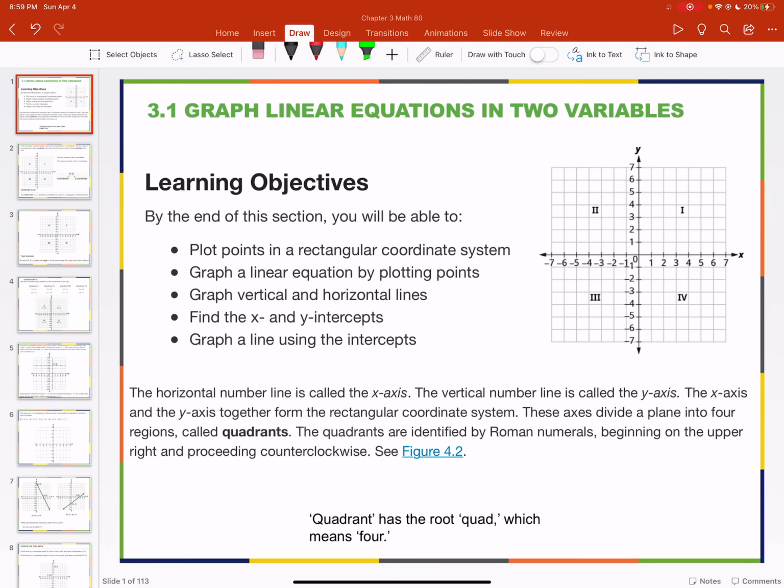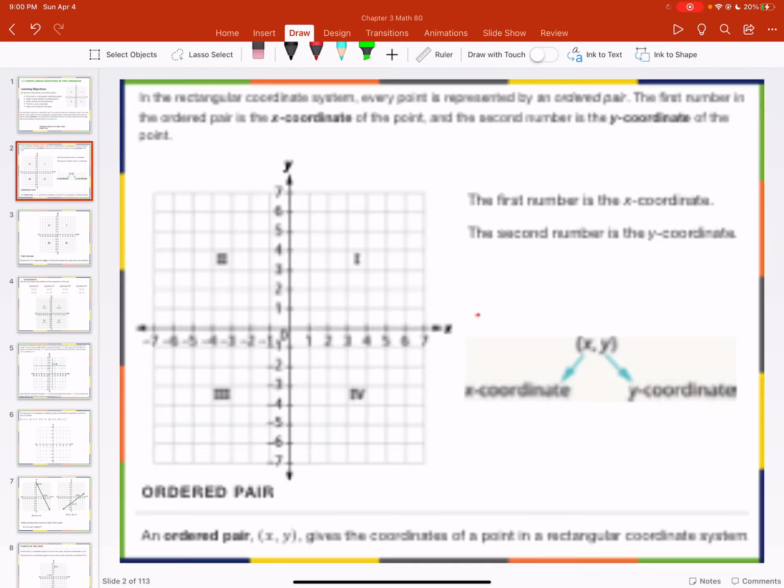Hi everybody, welcome to section 3.1, which deals with graphing linear equations in two variables. So at the end of this section, we're going to be able to plot points, talk about the rectangular coordinate system, how to graph a linear equation by plotting points, and then finding the intercepts and graphing a line using the intercepts. And then, of course, we're going to talk about vertical and horizontal lines.